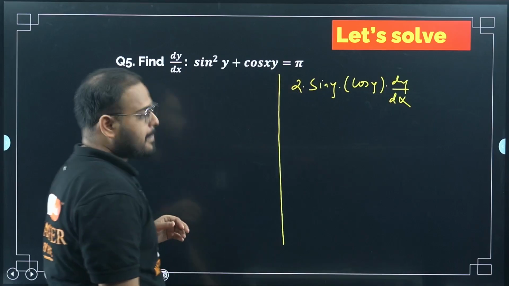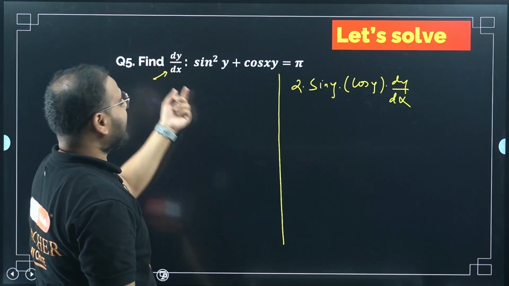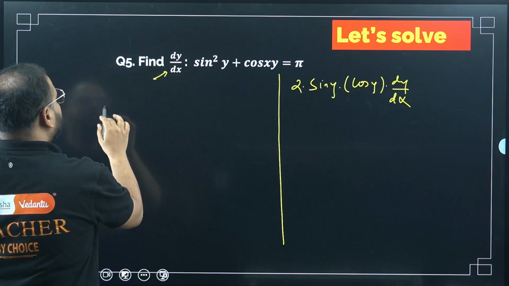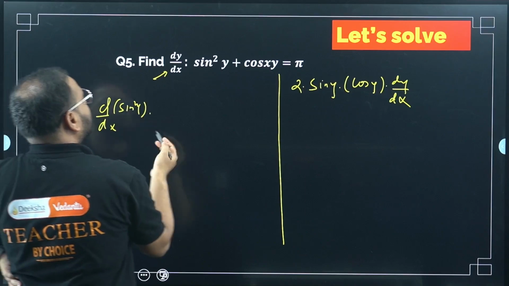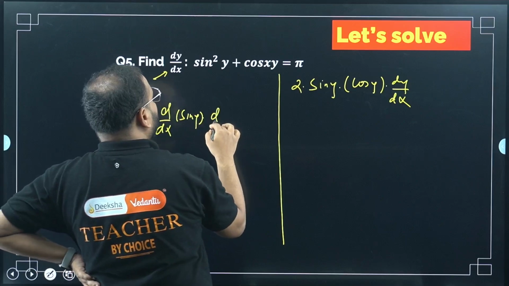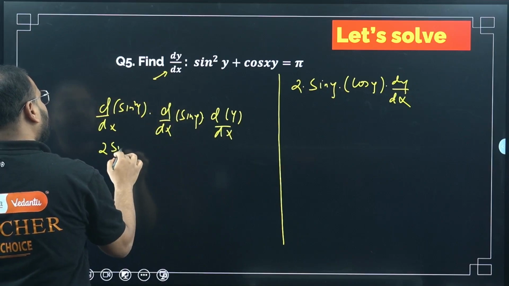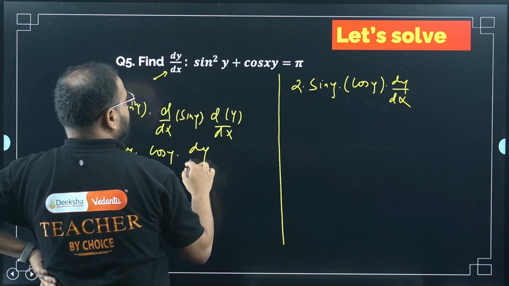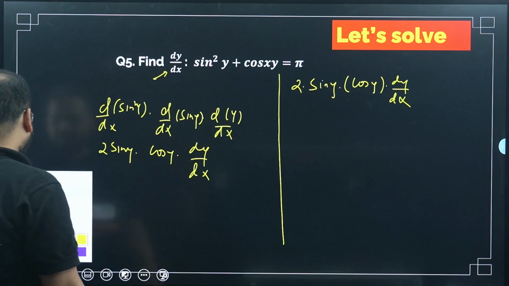I hope you understood this. There is no x here. I am finding differentiation with respect to x. So I am doing first for sine 2y. If you want me to explain this, I can do it like this. So differentiation of sine square y by dx. Next is going to be what? Differentiation of sine y. Next is what? Differentiation of y with dx. What is this? 2 sine y. What is this? Cos y. And what is this? dy by dx. Same thing is written there, right? I hope this is clear. Not required, just to explain to you, I wrote it here.